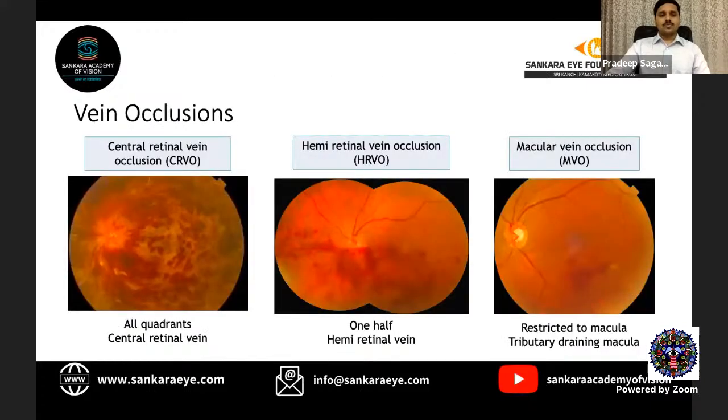So moving on to vein occlusions. Vein occlusions can be classified as central retinal vein occlusion, branch retinal vein occlusion, hemiretinal vein occlusion, tributary vein occlusion, or macular vein occlusion.